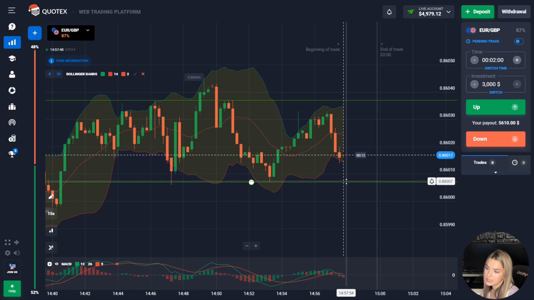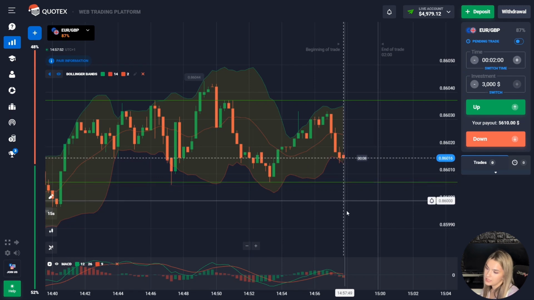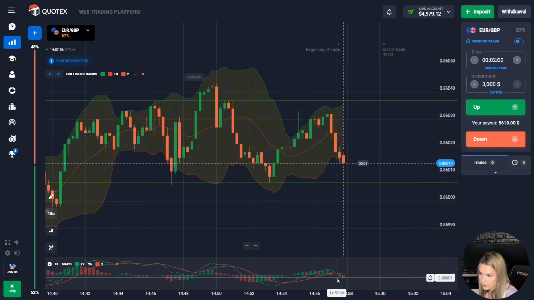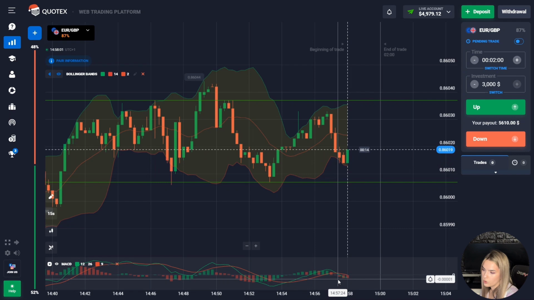The price is moving sideways again. In such a situation, the MACD is not very informative. Therefore, we pay more attention to the Bollinger Band indicator. I will work from its borders to rebound the price in the opposite direction.